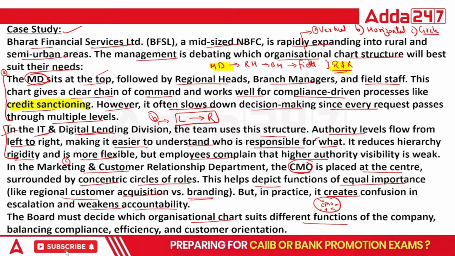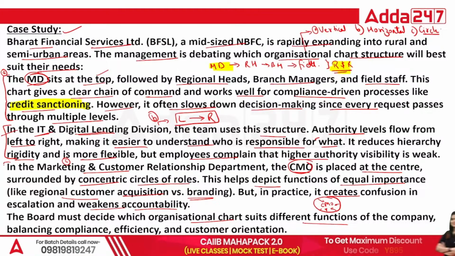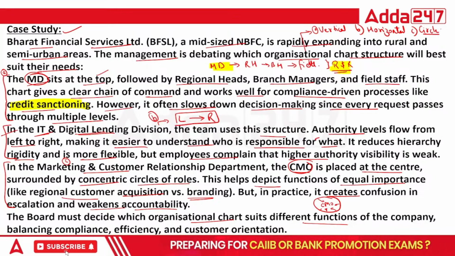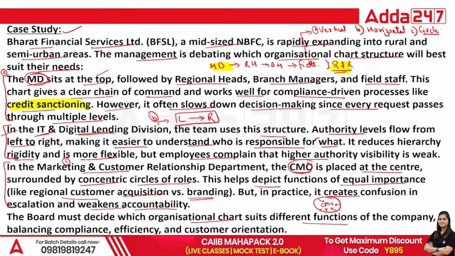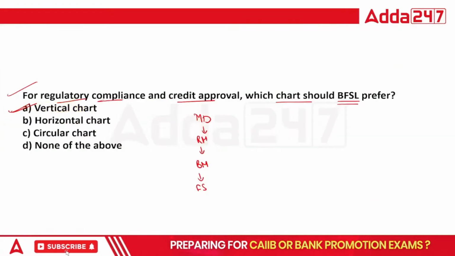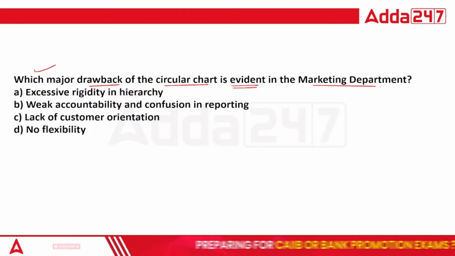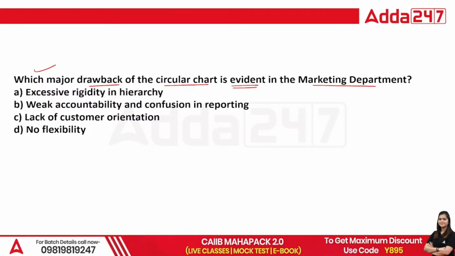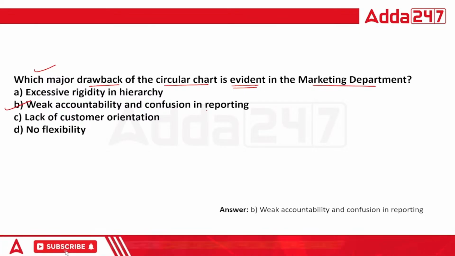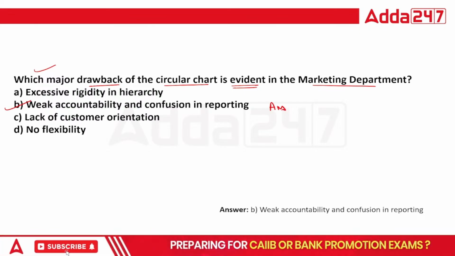So let's see the marketing department para. Your last second para, in which they are talking about placed at a center surrounded by concentric circles helps depict functions of equal importance. Okay, but it creates confusion. See, in the last line they are talking about the drawback. It creates confusion in escalation and weakens accountability. Okay, so they are talking about accountability and confusion. So what is the correct answer going to be? Answer B. Yes, this was direct as per your para.